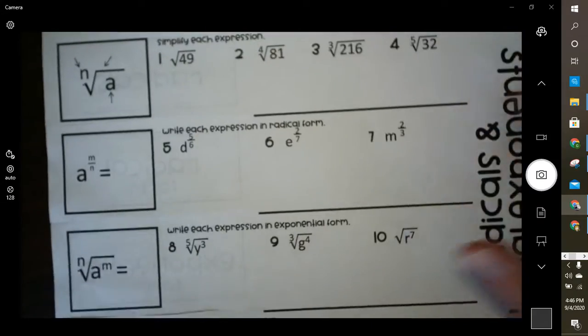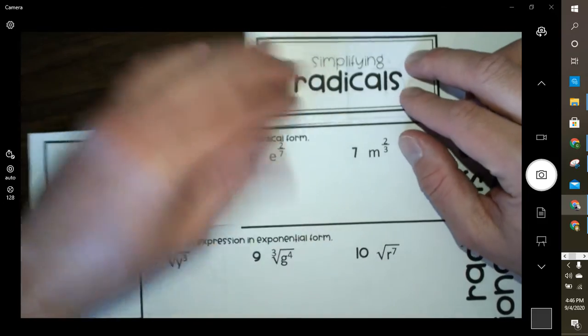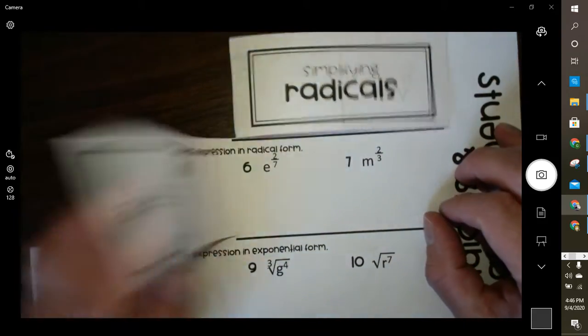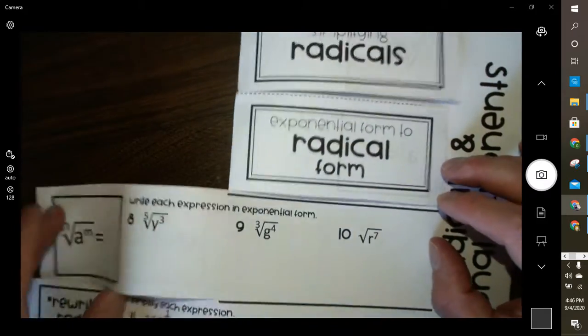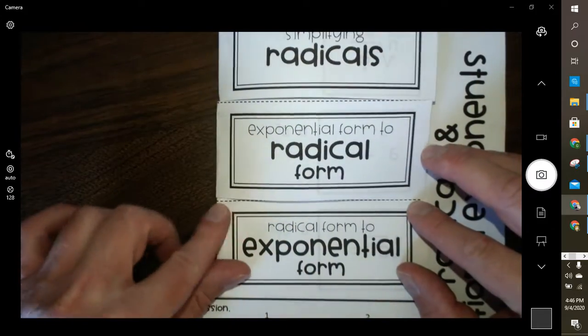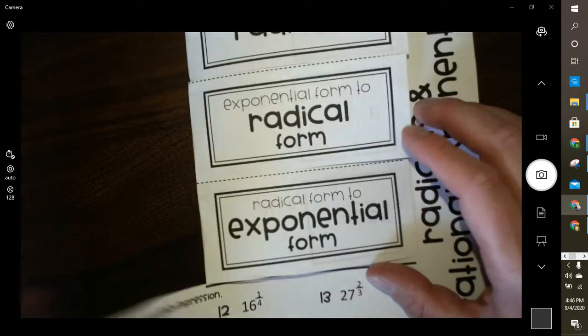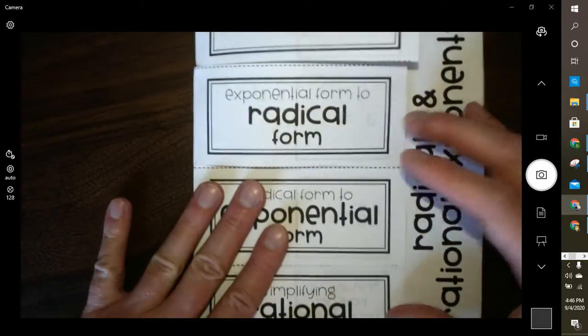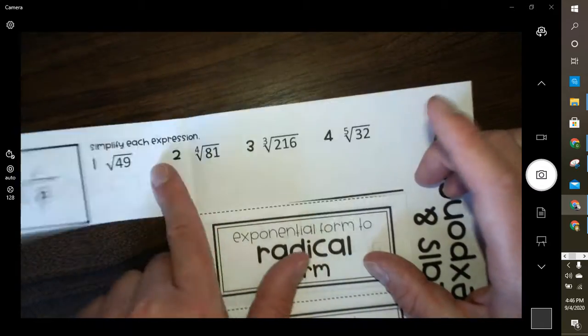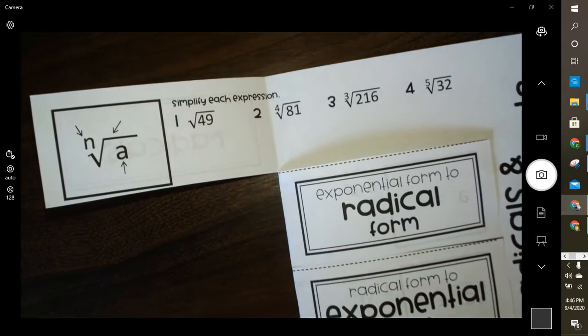Right, let's get right into our notes here today, guys, and start off by folding those windows shut. Simplifying radicals. Exponential form to radical form. Radical form to exponential form. And simplifying rational exponents. All right, let's jump into our first window here and label some vocabulary we should know.